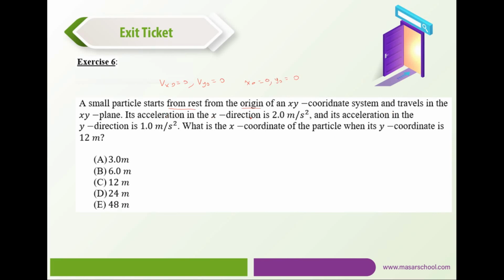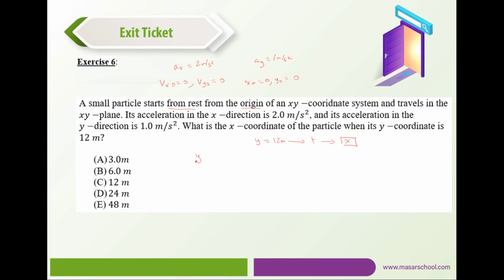Its acceleration in the x direction is 2 meters per second square. Then Ax is given by 2 meters per second square, and its acceleration in the y direction is given by 1 meter per second square. What is the x coordinate of the particle when its y coordinate is 12 meters? So basically we have that y is 12 meters. From y is 12 meters we can determine the value of t. Knowing the value of t, we can determine the value of x.